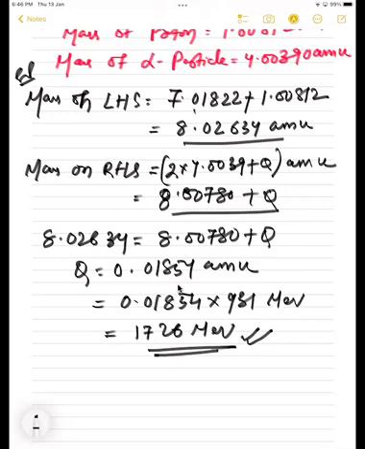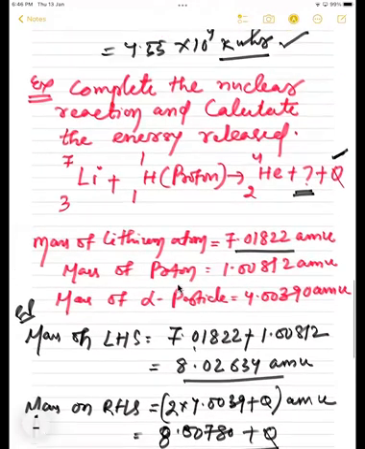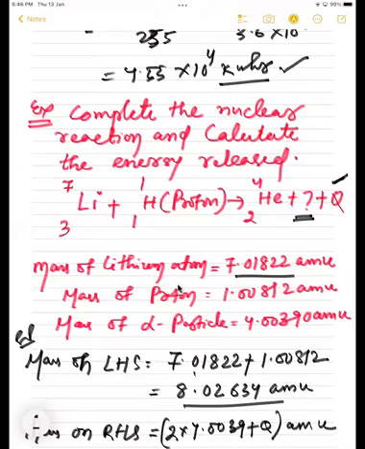Correct. And if I go for the reaction, see here 3 plus 1 is 4, here 2, here nothing. So definitely we have to take here another helium 2 4, right? 7 plus 1 is 8. Now 4 plus 4 is 8. Now the equation is balanced. 3 7, 1 1, 2 4, 2 4. This is 4, so this will be 4. Another helium will be there in the gap. Understood or not?